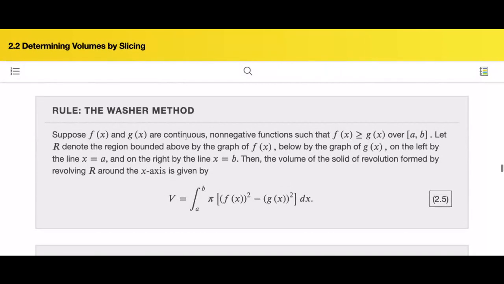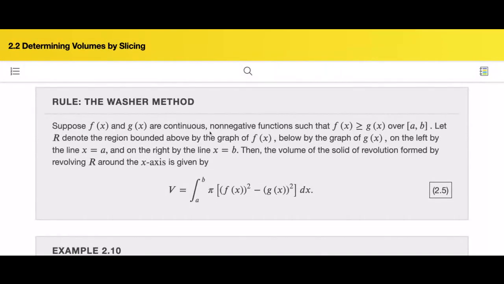All right, so let's see this one. The washer method. Suppose f and g are continuous non-negative functions such that f of x is greater than g of x, which means f is outside, g is inside.